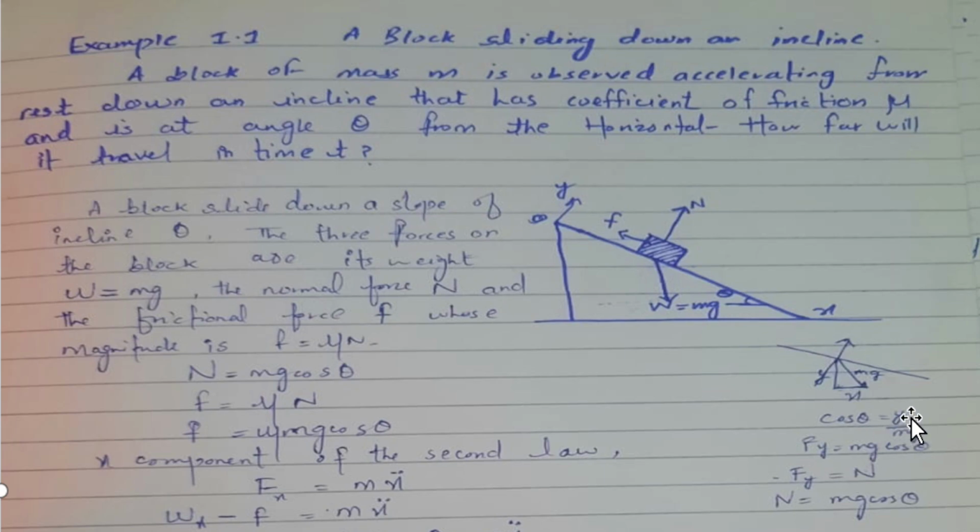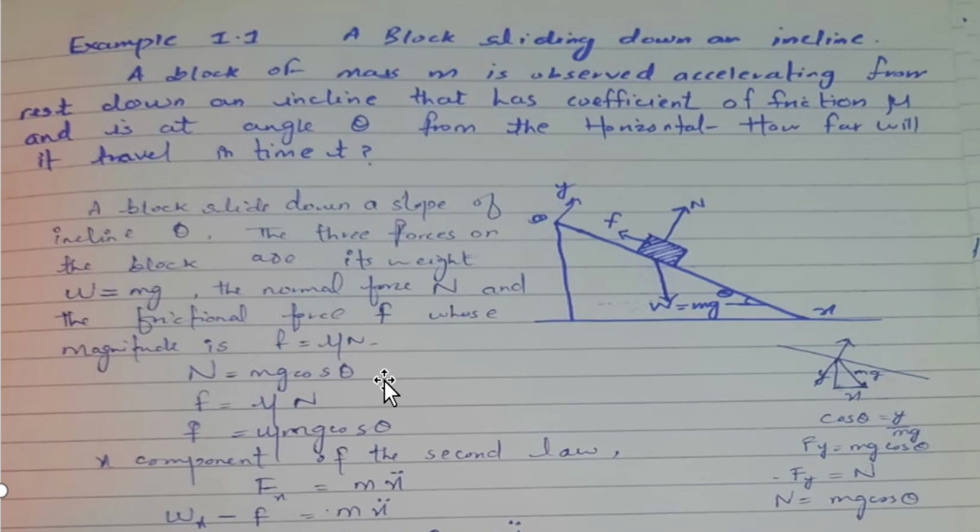When we arrange it, what is the force acting along the y-axis? This is the opposite component. You can see there is no motion along the y-axis, so the net force along the y-axis is 0. The normal force and the downward component acting along the y-axis are equal. So the normal force equals the y-component of the weight, which is mg cos theta. This is the equation.